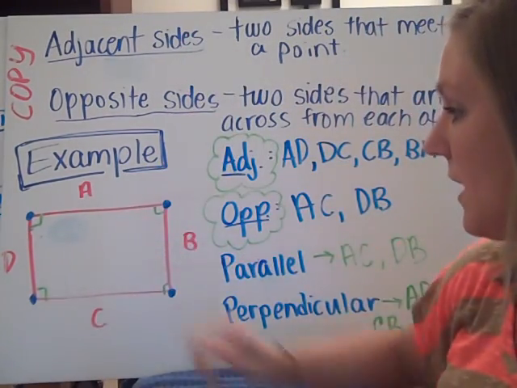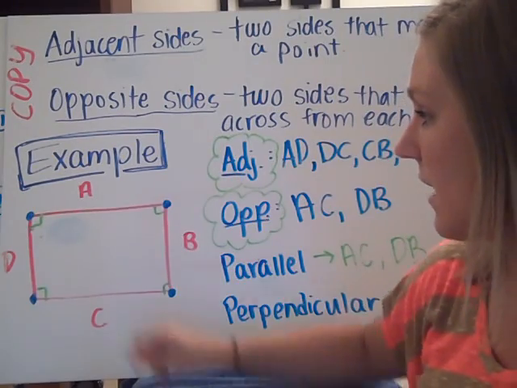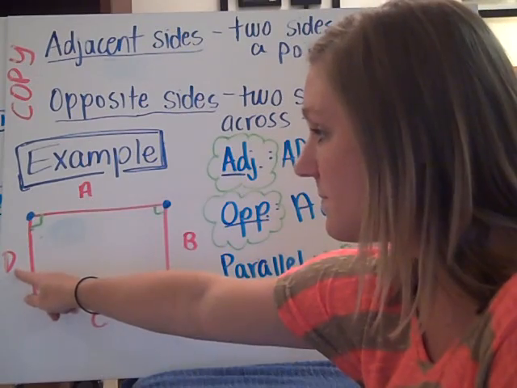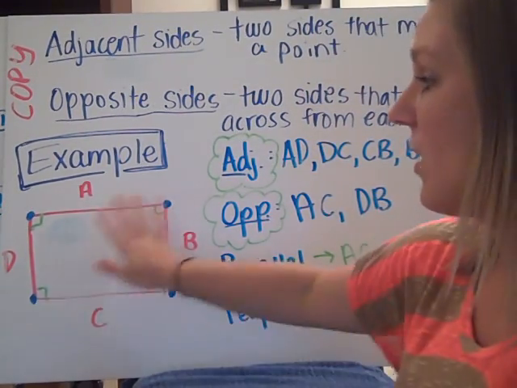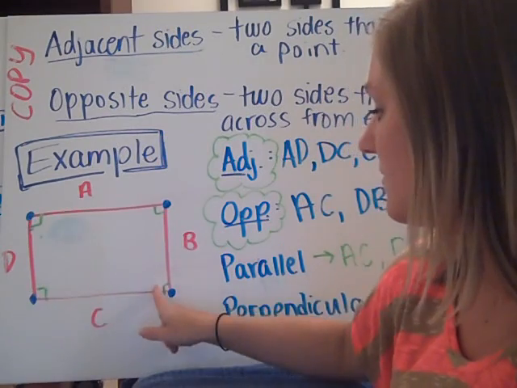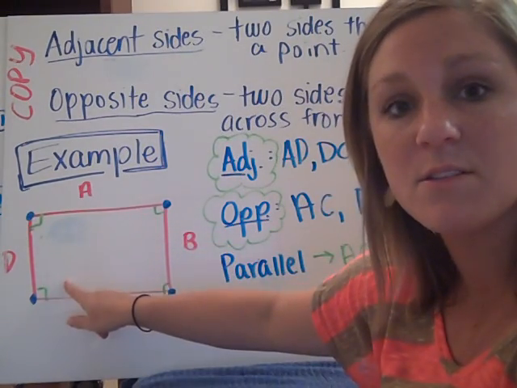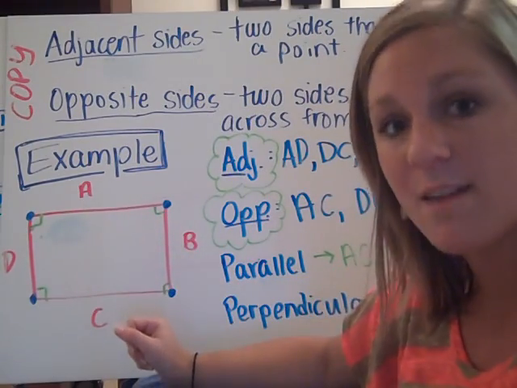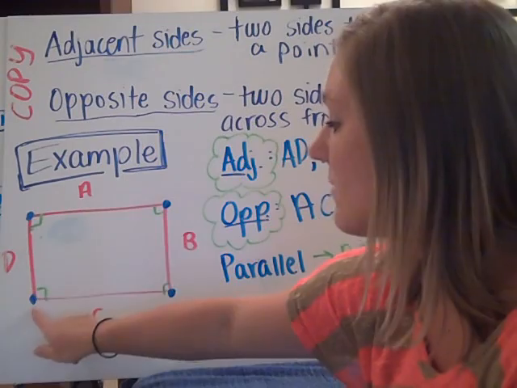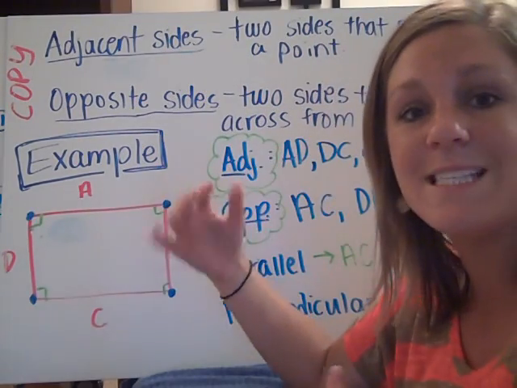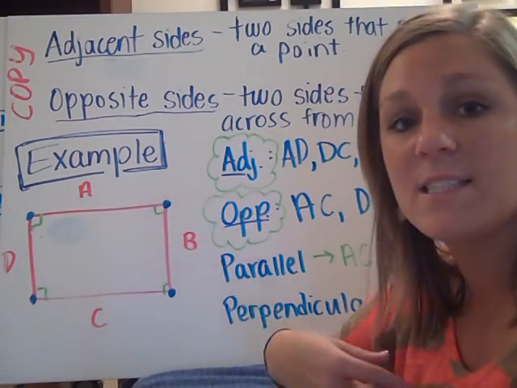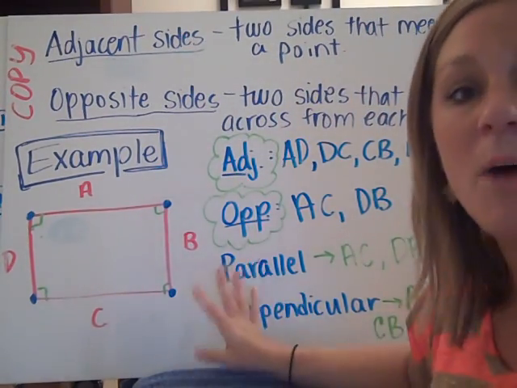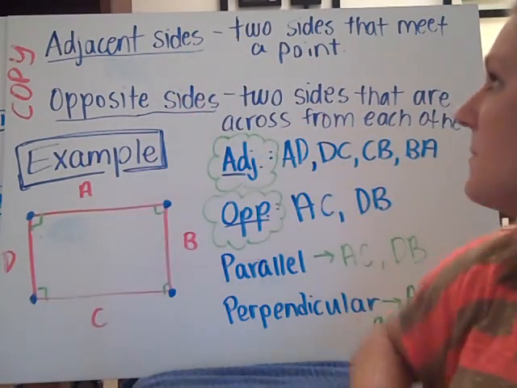So here's an example. Here I have a rectangle. I have sides A, B, C, and D. And in this example, I've gone ahead and shown you that these are, in fact, 90-degree angles. If it's not shown to be 90-degree angles, it most likely is not. And then here I even gave you the endpoints. That's going to help you to see where the adjacent sides meet. Remember, they meet at a point. So take a moment, pause, and copy down adjacent sides and opposite sides.